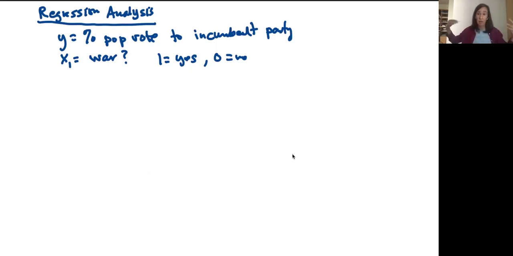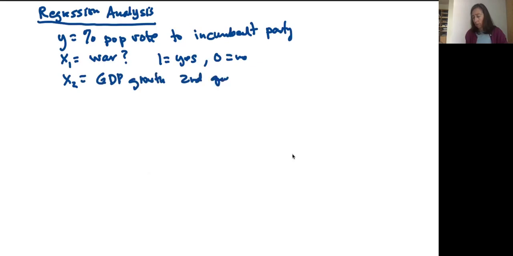There's a theory saying that there's this rally around the flag effect that would make that effect positive. If we were going to look for that, though, we would certainly want to control for the state of the economy. Okay, so we would have another independent variable. Is the economy doing well? Is it doing poorly? A standard way of measuring that would probably be real GDP growth in the second quarter.